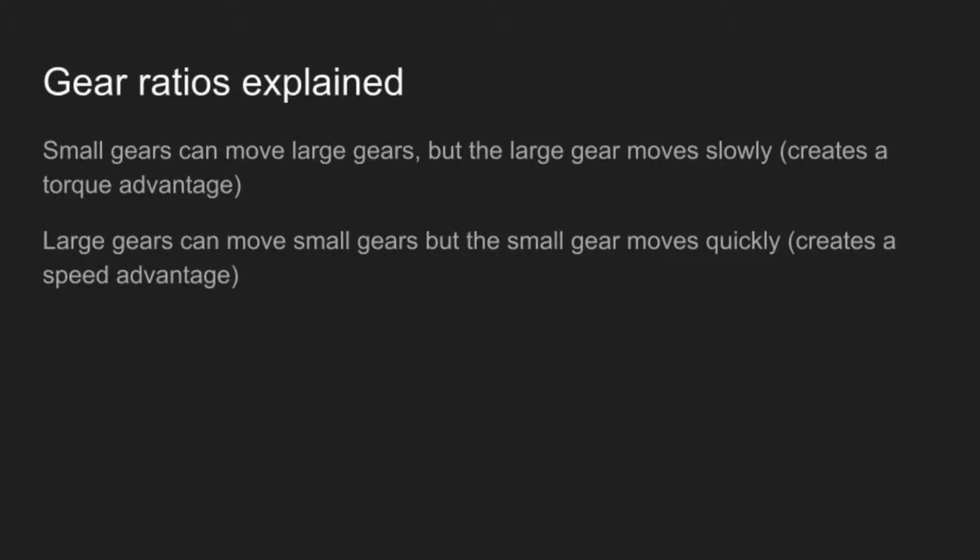The next portion of the video is going to show how different gears actually interact with each other inside the gearbox. The big idea here is that small gears can move large gears, and the small gear will spin quickly and the large gear will spin slowly. On the flip side, large gears can be driving the smaller gears, and that means that the large gear moves slow and the small gear moves fast.